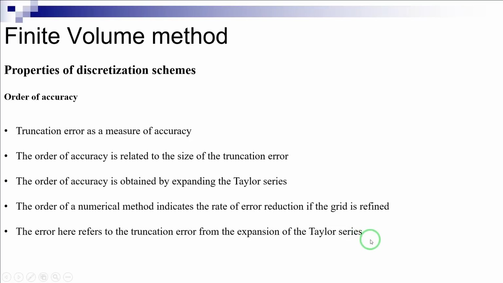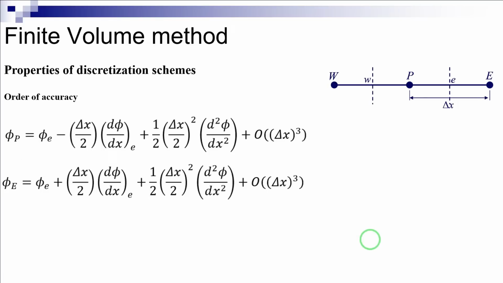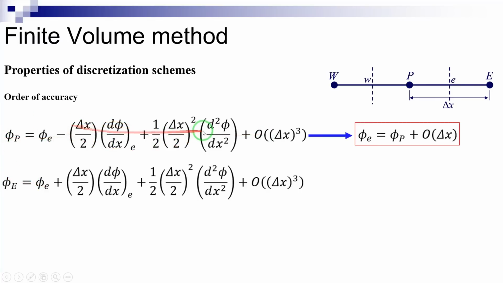To study the truncation error in the central differencing and Upwind schemes, we are going to use the following one-dimensional uniform structured grid. The order of the discretization schemes used for convection-diffusion problems can be obtained by expanding the Taylor series of node values around the control volume surfaces. For example, for nodes on both sides of the eastern surface E, we can write these relationships. As can be observed in this equation, we have phi E equals phi P plus O delta X. This is exactly the Upwind scheme, and thus it can be concluded that the Upwind scheme is a first order scheme.